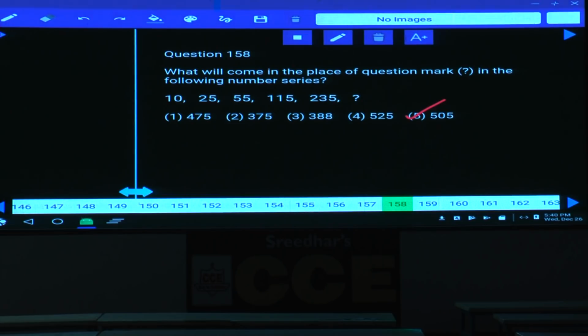Now 10, 25, 55, 115, 235. Yes, tell me what are the numbers here. Again, the difference between the numbers is 15, 30. Next one is how much? 60, 120, and so on. The difference between these two numbers is 15. Next one is 30. Here the difference is how much? 60. Next one is 120. 15, 30, 60, times 2 each time, then 240. 235 plus 240 is how much? 475. 475, choice 1 is the answer. Done with this? Now this is about question number 158.